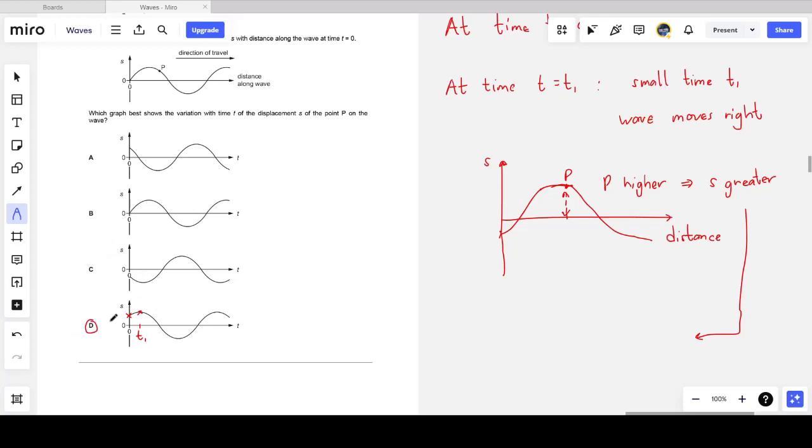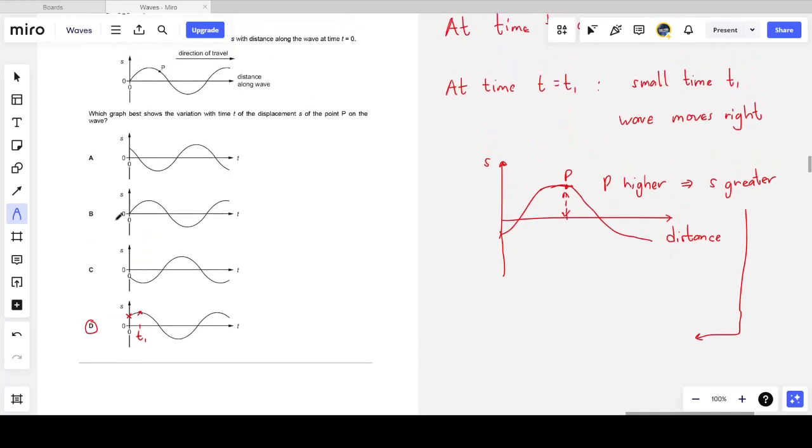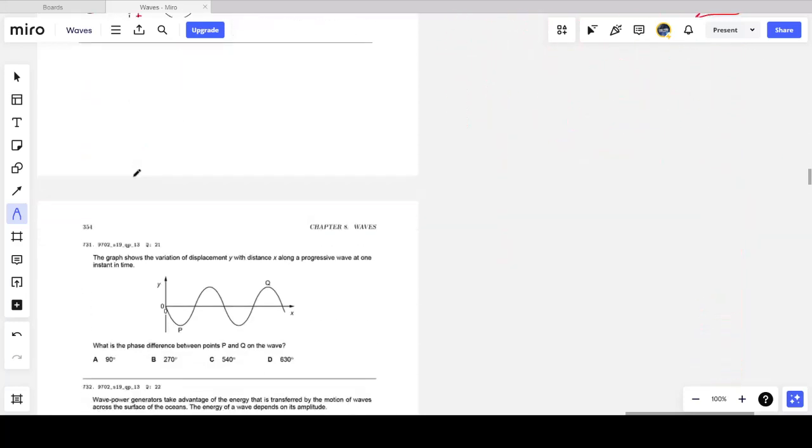So the direction of travel of this wave was very important. The displacement must increase, but if we look at A, the displacement is decreasing with time. So at a little time t1, the displacement of P would be less than it was. So it has to be option D.